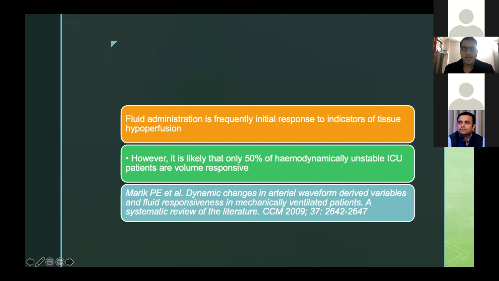We all know that fluid administration is frequently the initial response to the indicators of tissue hypoperfusion. That is the general consensus, and that is what we have been doing since we have been in critical care. However, what not a lot of people understand is that it is likely that only 50% of hemodynamically unstable ICU patients are volume responsive.